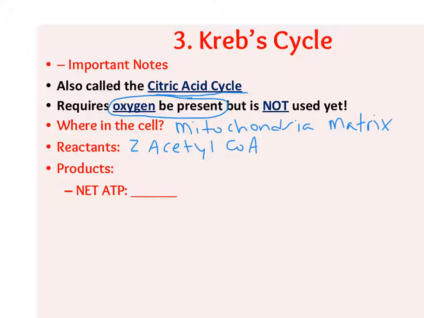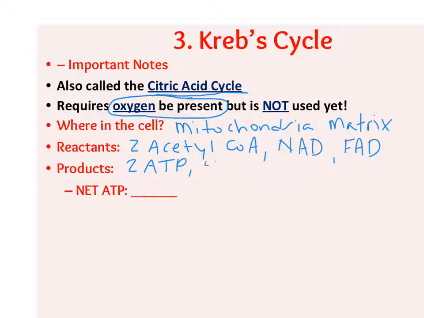And we also need dead batteries, but you really don't need to know this. We also need NAD, dead battery. It's going to come and pick up electrons. And we also need FAD, NAD and FADs. And those are also going to come and pick up electrons to be used in the electron transport chain. All right, so what are our products of the Krebs cycle? We get 2 ATPs.